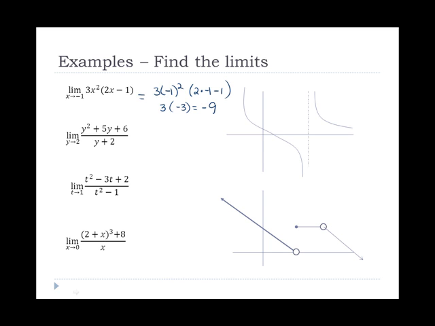The next one, when you have a denominator, the first thing you want to do is see if there's any problems with plugging in. But in this case, we can plug a 2 into the bottom. And so we can simply plug in 2 squared plus 5 times 2 plus 6 over 2 plus 2. So we get 4 plus 10 plus 6 over 4, which looks like 20 over 4, which I believe is 5.